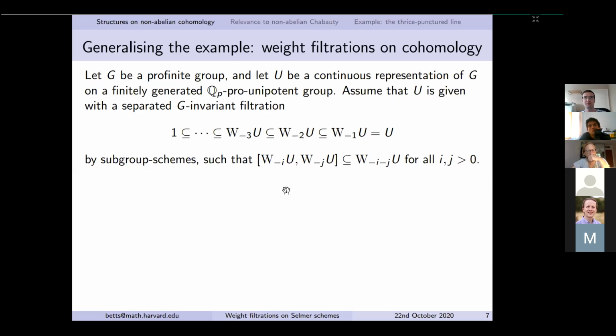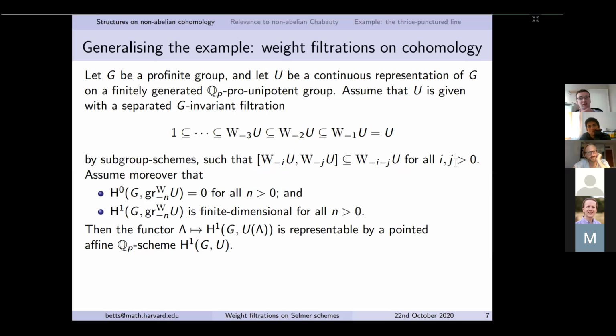And let's put in the natural condition that one would impose on a sequence of subgroups, namely that if I take the commutator of an element in weight minus i and an element in weight minus j, that should lie in weight minus i minus j. This condition is satisfied for the weight filtration on fundamental groups. It's satisfied also for the descending central series filtration on fundamental groups, which are often the same. So this is quite a natural condition.